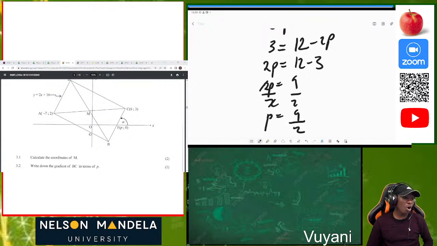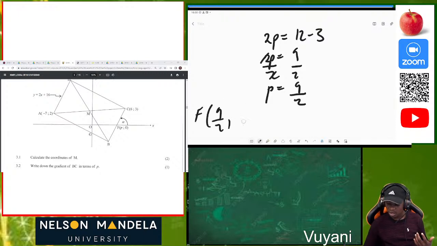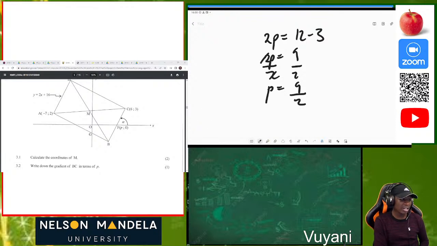So now we know the value of p. Therefore, we can label on our diagram that the coordinate of F is now (9/2; 0). You can do that so that you can do your calculations well. Okay, now let's go to the next question.